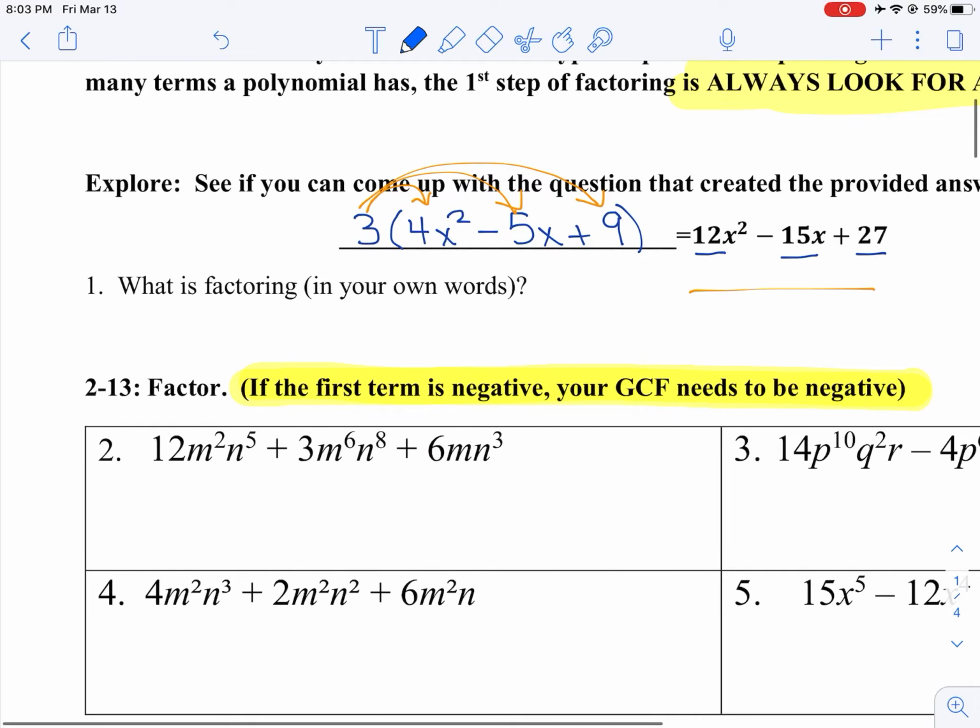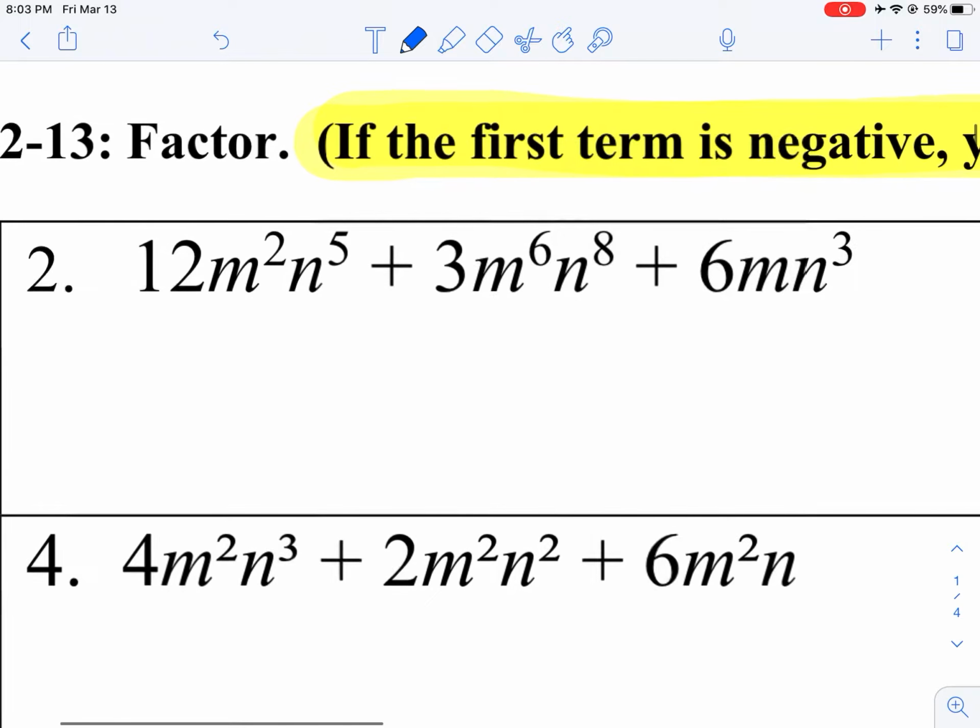We're going to come down here and look at this one first. So looking at 12, 3, and 6, what do they have in common? If you notice, they all have a 3 in common. Great. But this time, they each one have an M in common. What's the lowest amount of M's that they have? Here we have a 2, here we have a 6, and this is an invisible 1. So what is the lowest number of those three? What's the lowest exponent? And it's 1. So we're only going to take out one of those.